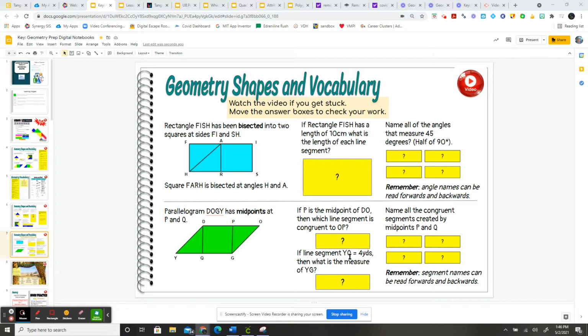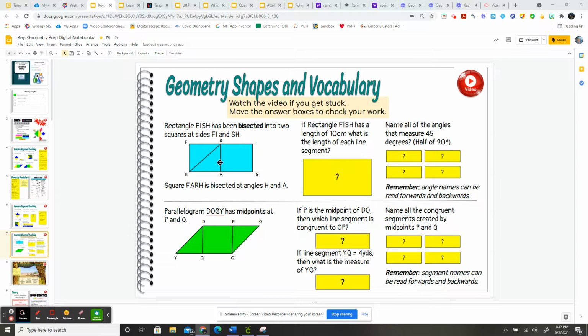Time to practice, guys. So what have we learned about bisected and midpoints? Bisected means it's cut in half, and midpoints means it's the center of a line or center of a segment. So hopefully you've already tried to do these yourself. If you haven't, pause this video. No cheating, no peeking.